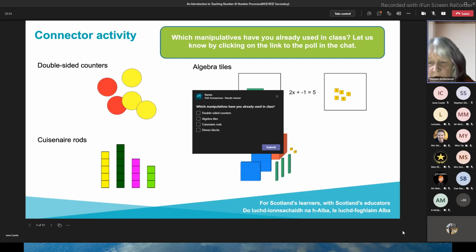So the poll should just pop up on the screen in a minute. Iona, did the poll come up? Yes, it did. Excellent. I'm just replying to somebody who's struggling with sound, so I'm just going to put in the chat for them to see about leaving and rejoining if they've not heard that. So I'll just be a second with that.